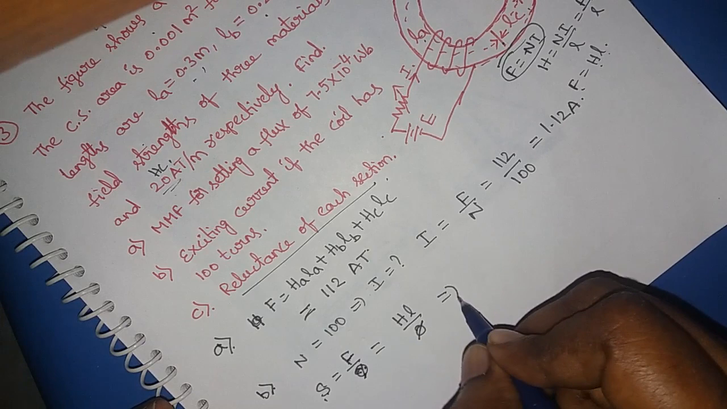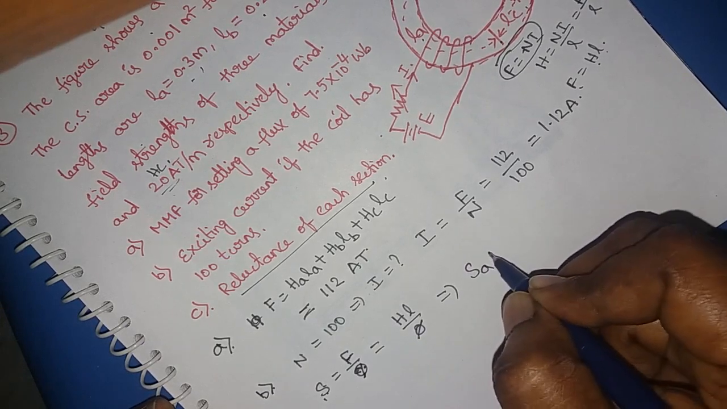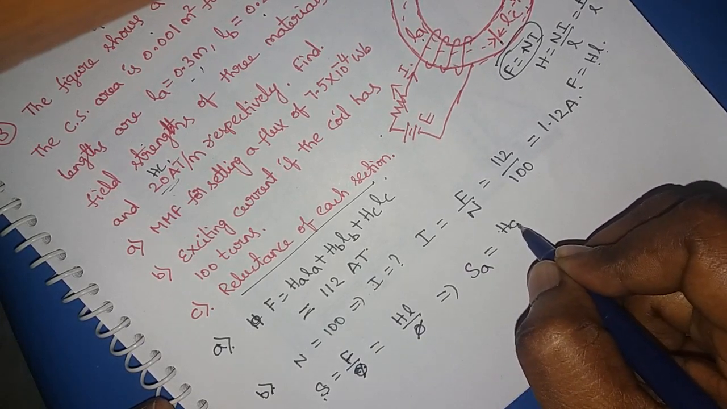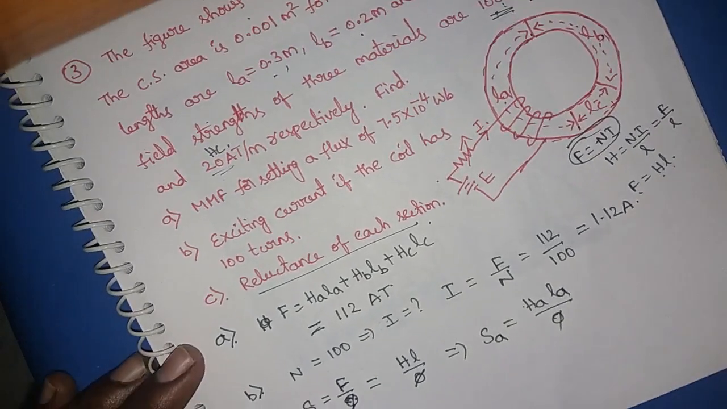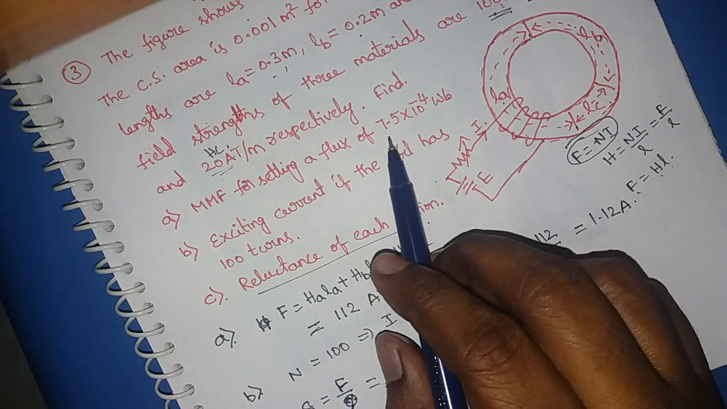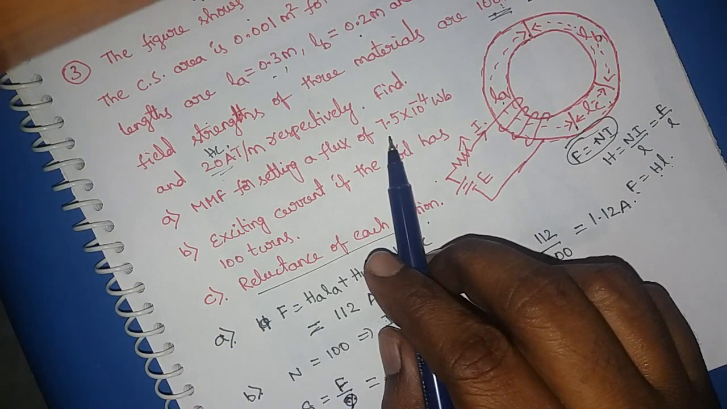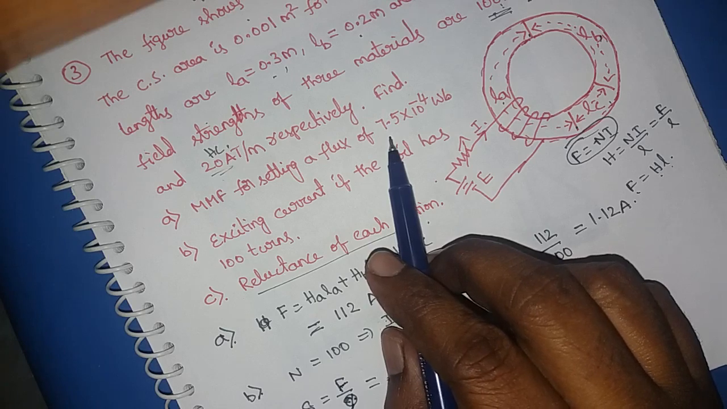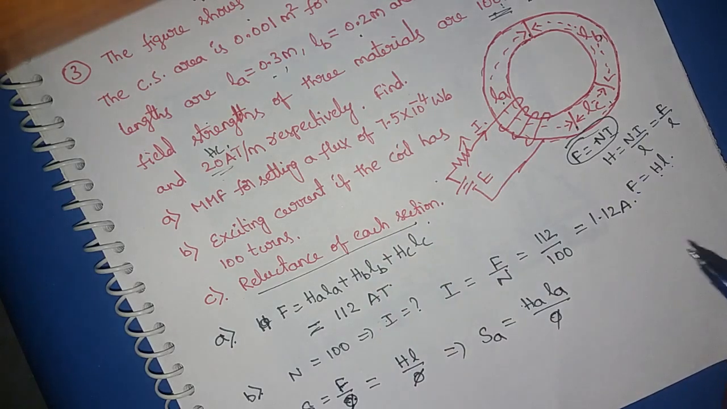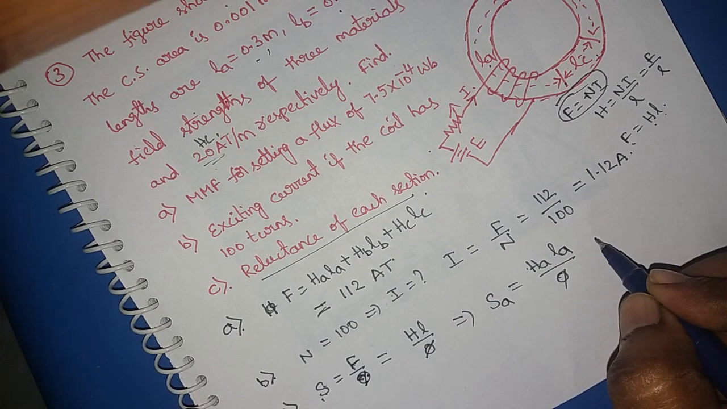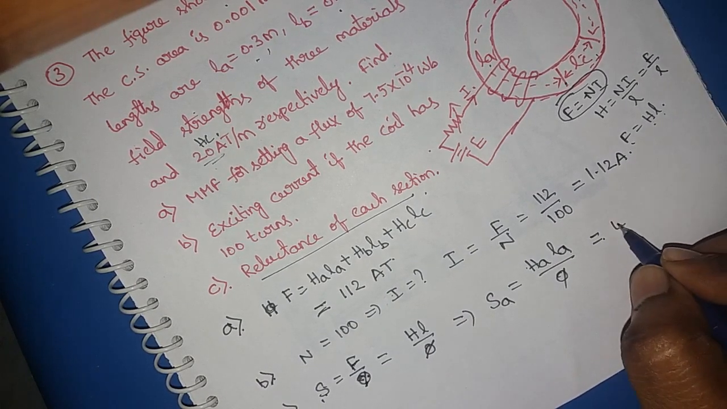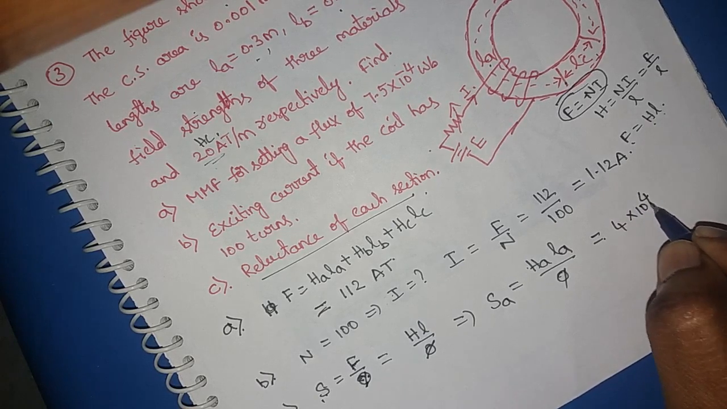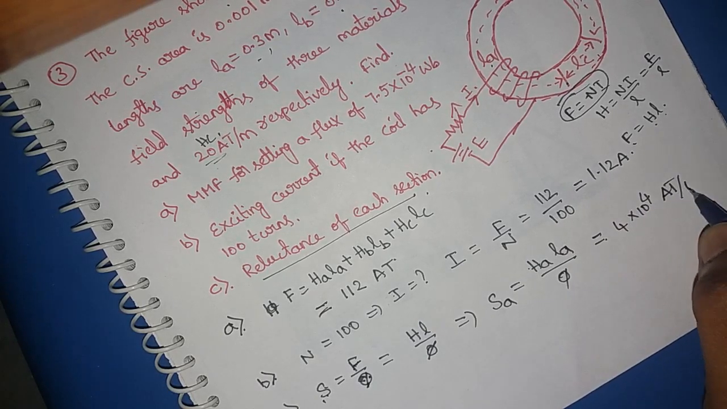Therefore SA is equal to HA LA by phi, because phi is constant. He has given the value of phi as 7.5 into 10 power minus 4 Weber. If you substitute all these values, you get SA equal to 4 into 10 power 4 ampere turns per Weber.